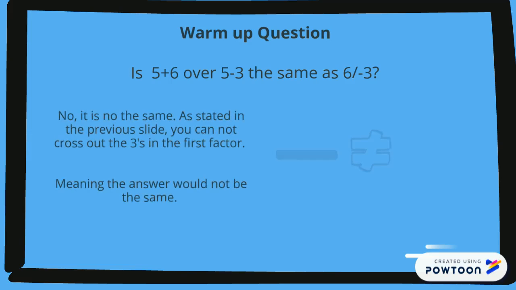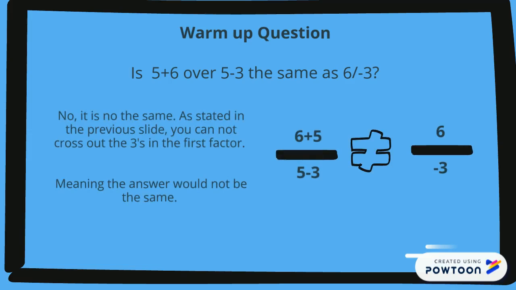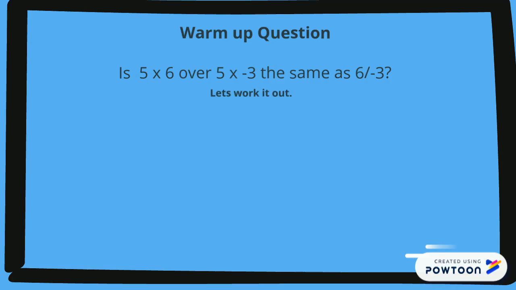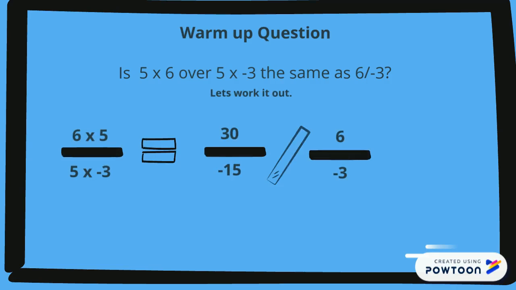The answer is no, they are not the same. As stated in the previous slide, you cannot cross out the 5's in the first fraction, meaning the answer would not be the same. Now, is 5 times 6 over 5 times negative 3 the same as 6 over negative 3? Let's work this one out. If you multiply the 5 and the 6, and the 5 and the negative 3, you get 30 over negative 15, which simplifies into 6 over negative 3, meaning yes, they are the same.